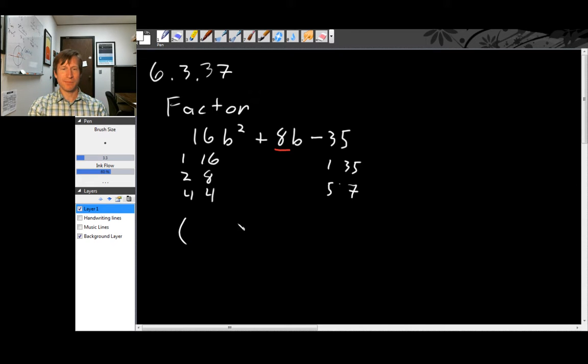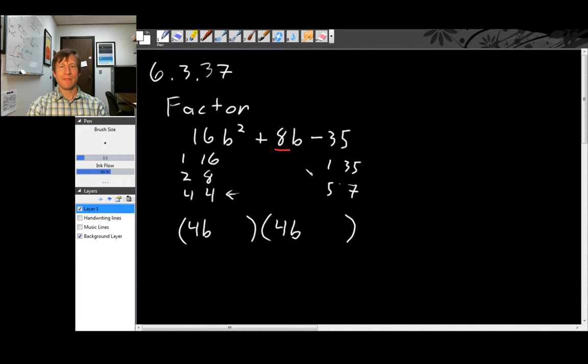So let's get set up to factor this. It's going to look something like this. And just because the 8 is so small relative to 16 and 35, I'm guessing that for my b's, I'm going to have a coefficient of 4. And that's just a guess at this point. So I'm guessing it's going to be 4b and 4b.